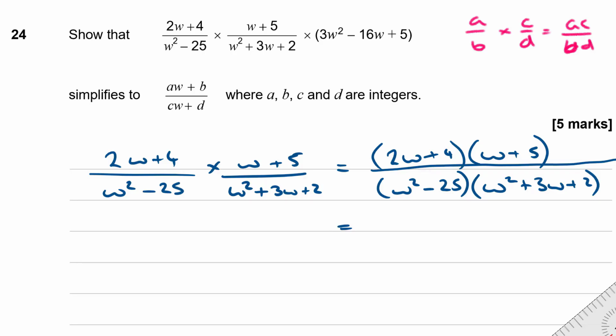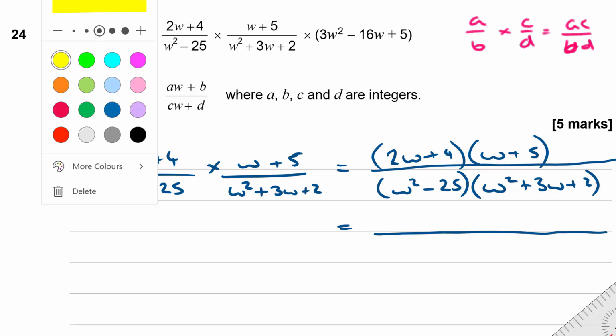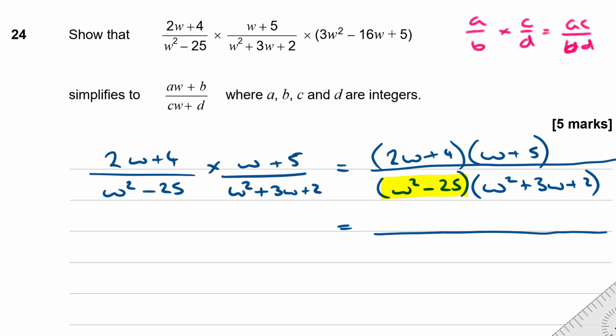Just having a look at what's on the bottom, we've got two quadratics. The one on the left, w squared minus 25, is actually the difference of two squares. If you remember your identities, a plus b times a minus b is equal to a squared minus b squared, which is what we've got going on here. So that part becomes w plus 5, w minus 5.